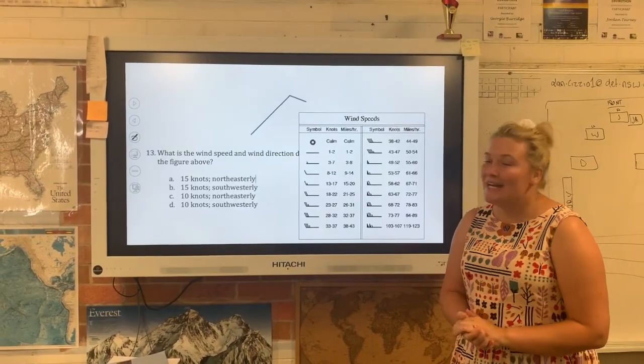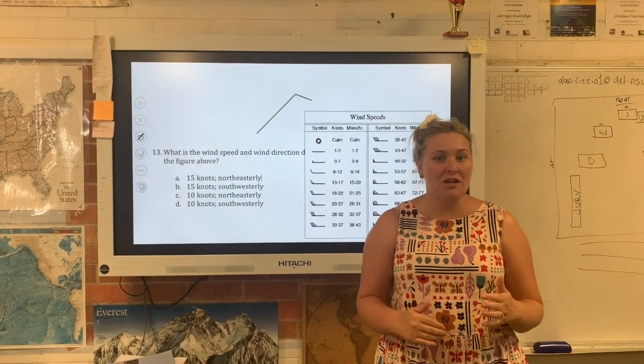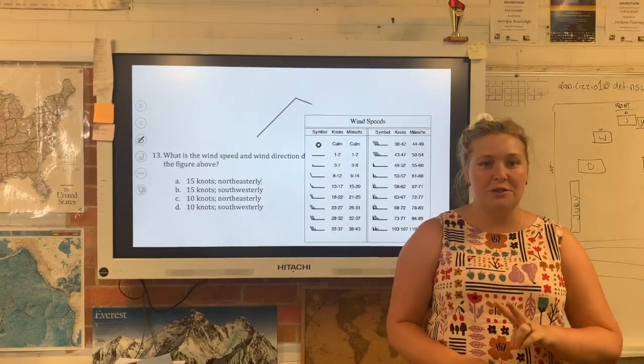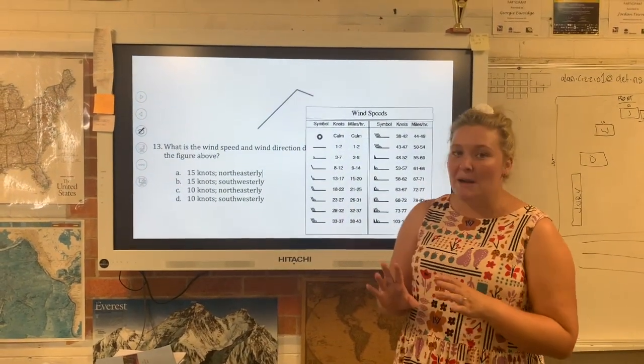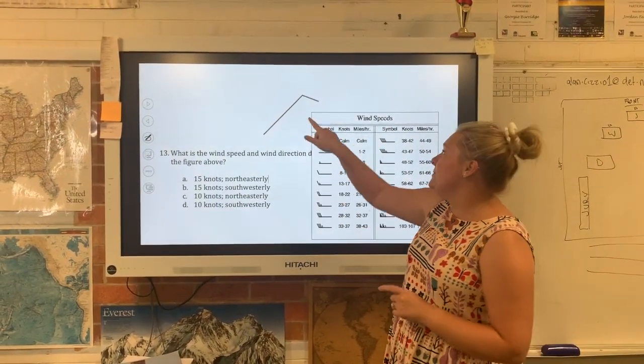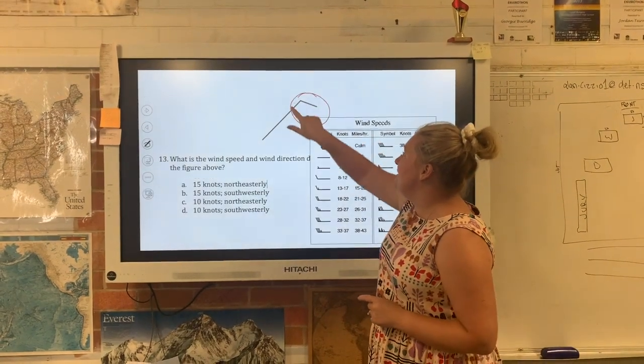Okay guys, so what we're going to look at now is wind speed and wind direction. There's two real ways we do this. The first one is with a wind barb. This is probably the easiest way. So a wind barb has two parts that we need to look at. The first part here is called the feathers, and this is the part on the end.